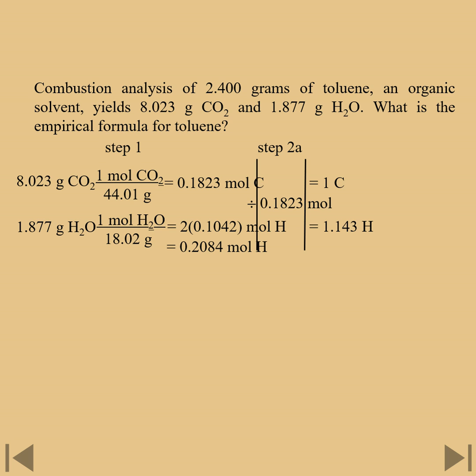That 1.143 is just a little too far off of 1 for me to feel safe with just calling it 1. So what fraction might that look like? Well, I take 1 and divide it by that 0.143 and I get 7, telling me this is like the fraction 8/7. So for step 2b, we're going to multiply both of these numbers by 7. And that tells us we're going to have 7 carbons and 8 hydrogens for the empirical formula of C7H8.